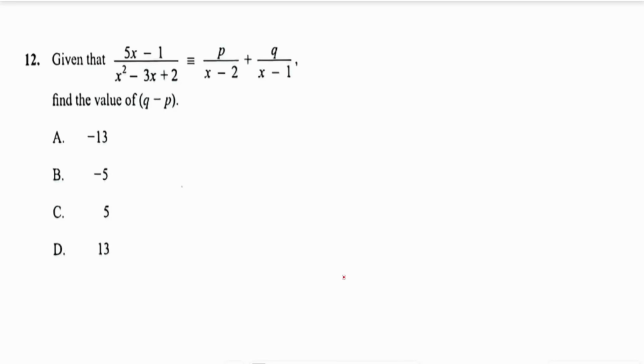Today I'm taking objective question 12 of the 2023 WASSCE Further or Elective Maths paper written by Ghana. And the question reads that given that 5x minus 1 all over x squared minus 3x plus 2 is equivalent to p over x minus 2 plus q over x minus 1, find the value of q minus p.